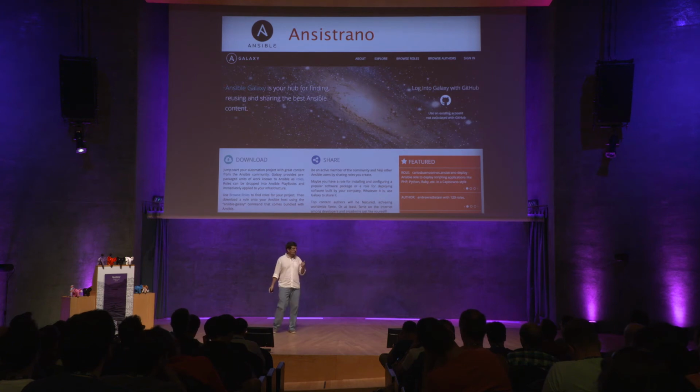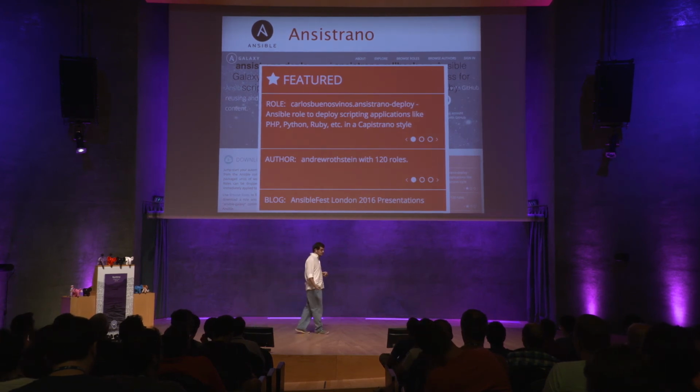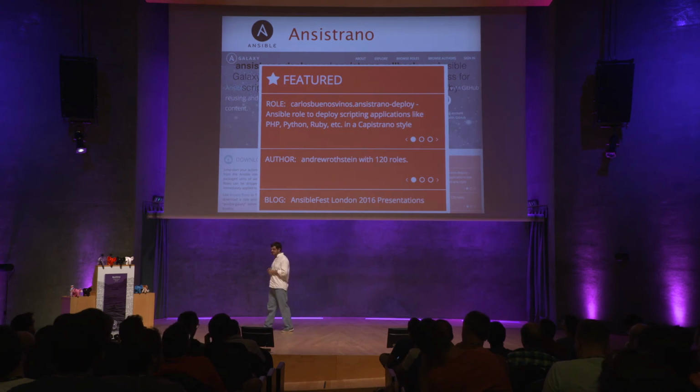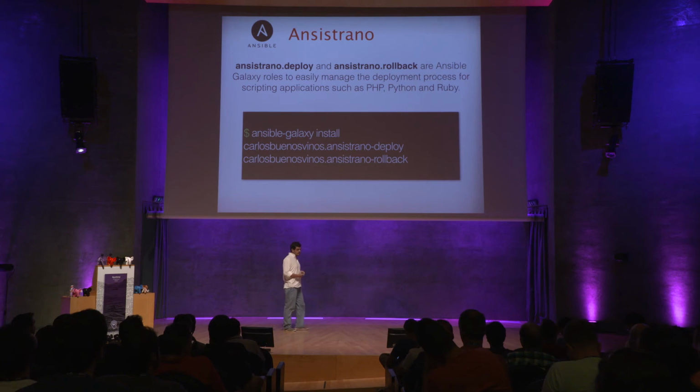And in fact, this morning I was on the site on Galaxy, and I noticed this role, Ansistrano, is being featured. So this means that there's a bunch of people using it, people like it, so this is good news. And congratulations for being featured. So you install it with ansible-galaxy install, and then the name of the role.